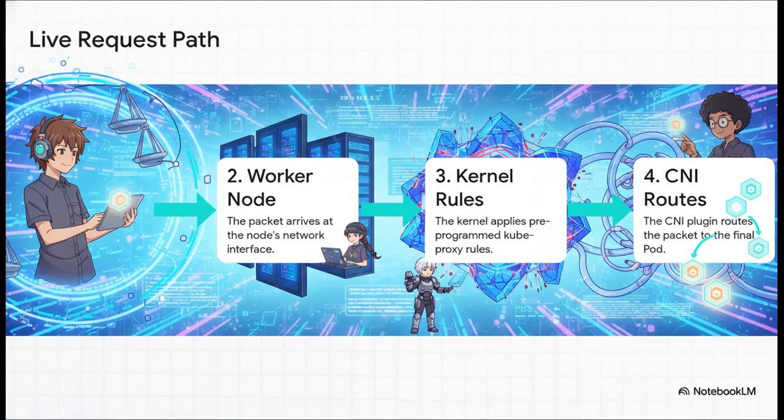Okay, here it comes. A user's request first hits a load balancer. That load balancer picks one of our healthy worker nodes and just forwards the traffic. As soon as that packet of data hits the node, the kernel itself, using those rules that kubeproxy set up, knows exactly which pod to send it to. And finally, the CNI network makes sure that packet gets delivered right to the application inside the pod. And voila, the response is served.